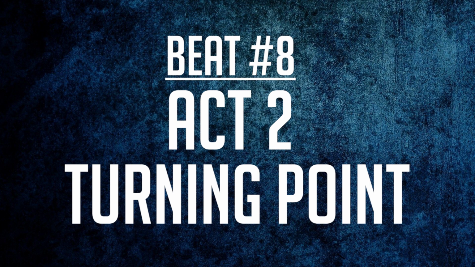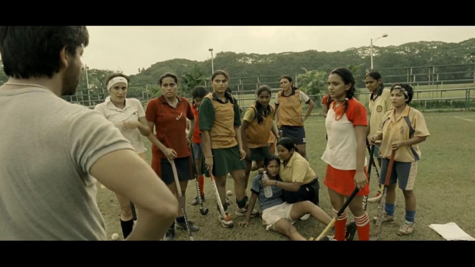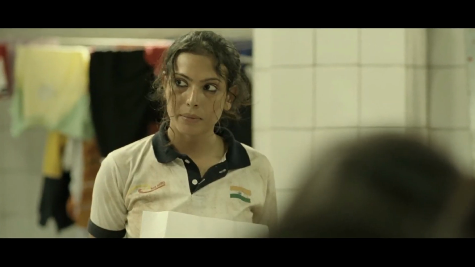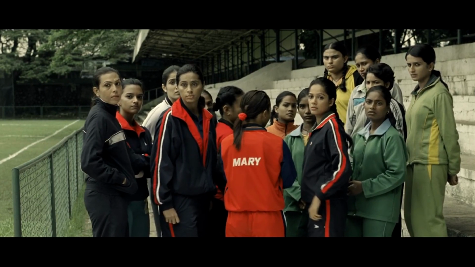Beat number 8. Act 2 Turning Point. At this point, the protagonist faces a major obstacle. The intense physical training reaches a breaking point and Bindya, the ultimate rebel of the group, rallies everyone to protest against Kabir's extreme method of coaching. All of the players refuse to go for practice and Kabir is forced to resign as coach. This is the first turning point in Act 2.